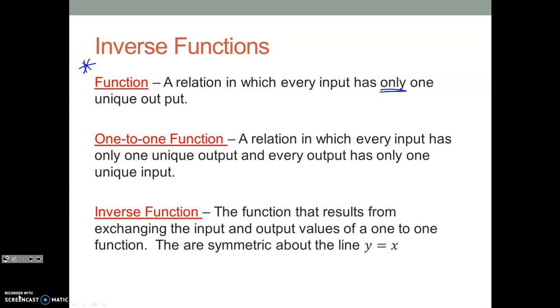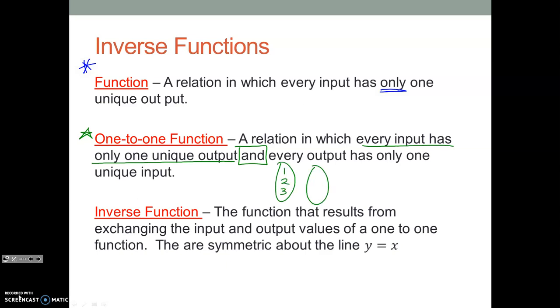Now, something new that we're going to talk about today is a special kind of function: a one-to-one function. A one-to-one function is a relation where every input has only one unique output, which is the same as what we've been dealing with before. That's what makes it a function. However, a one-to-one function also has every output with only one unique input. So a one-to-one function is a special type of function.